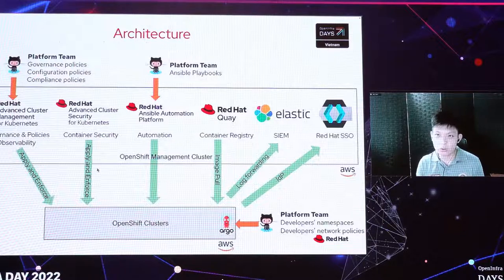Being able to use things like ACM to do governance, policies, configurations, compliance. You have something like Advanced Cluster Security for ensuring container security. So how do you make sure that things are being built and secured? When we talk about supply chain security, signing of the image, and other things that we look at before we do the deployment.